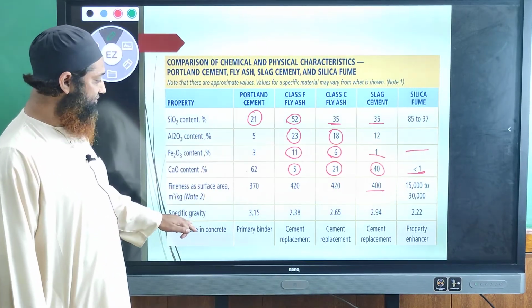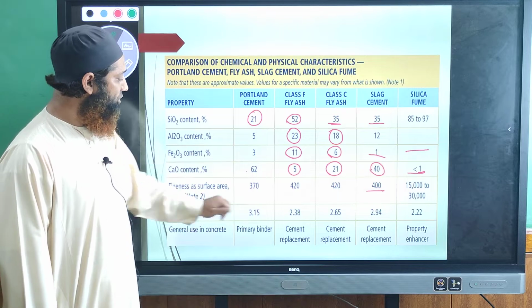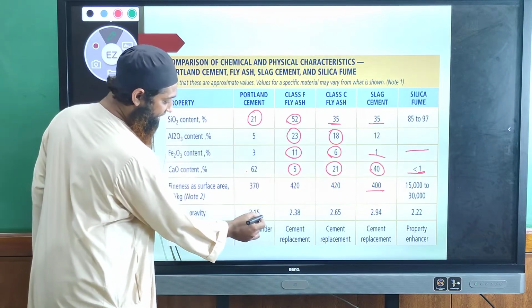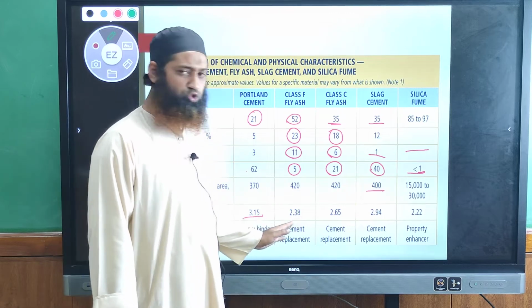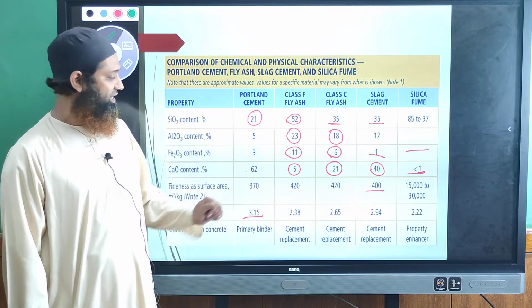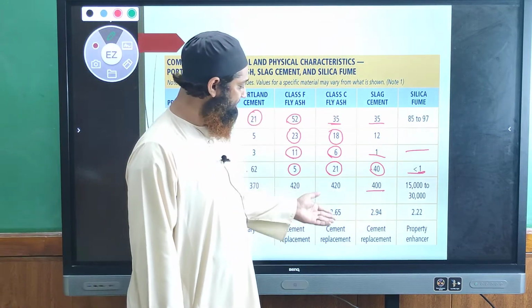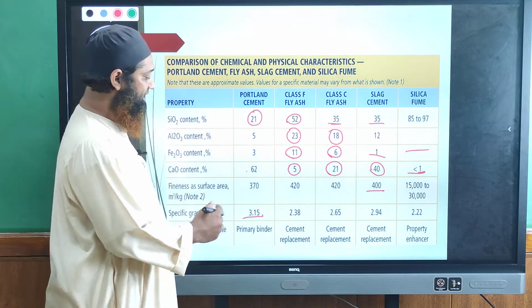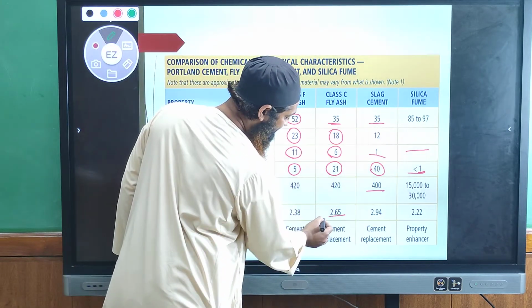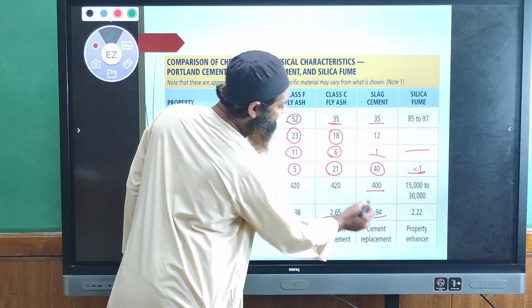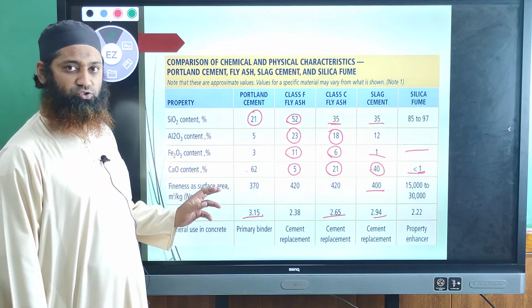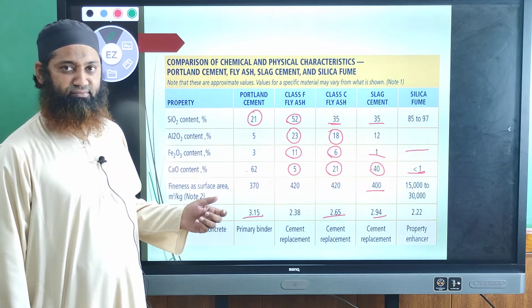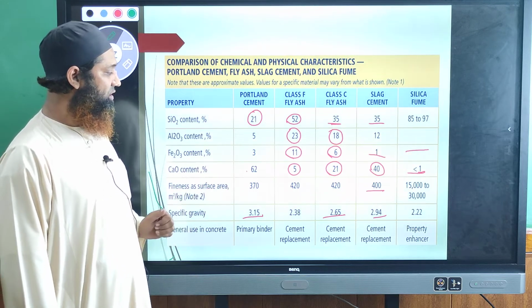Next you can see the specific gravity. Specific gravity of Portland cement is about 3.15 only, whereas in class F fly ash it is close to this range, that is 2.38, and even in class C fly ash it is 2.65, relatively close to the specific gravity of Portland cement, and here in slag cement it is 2.94. So basically these properties are also close to Portland cement. Their specific gravity is also close to it.